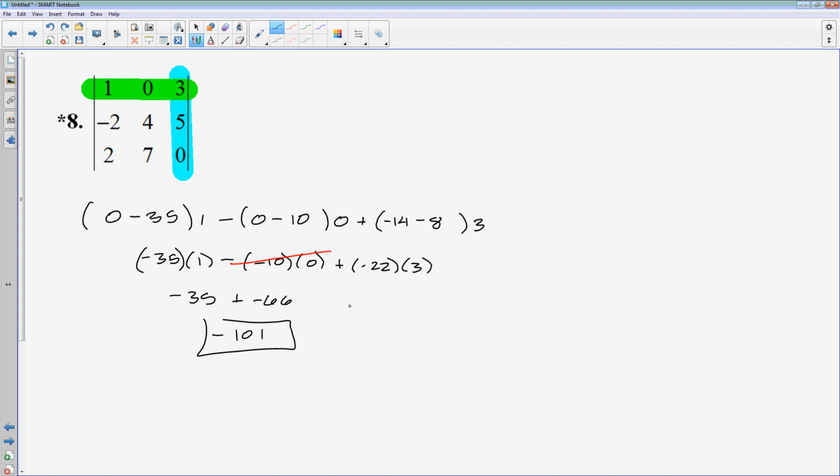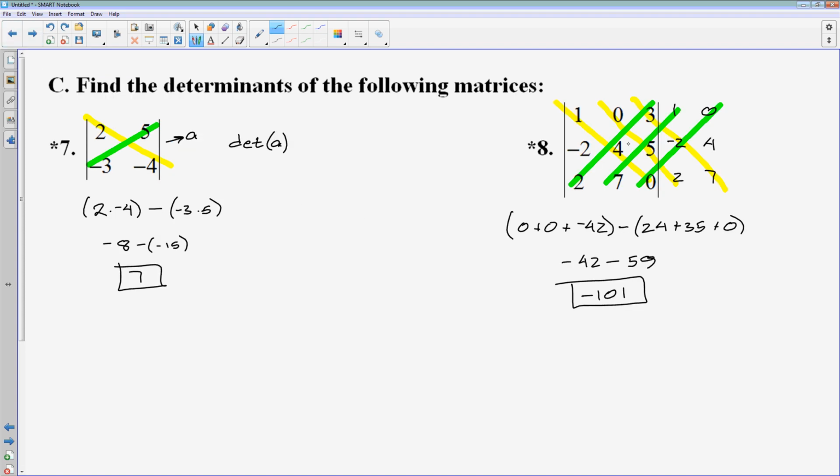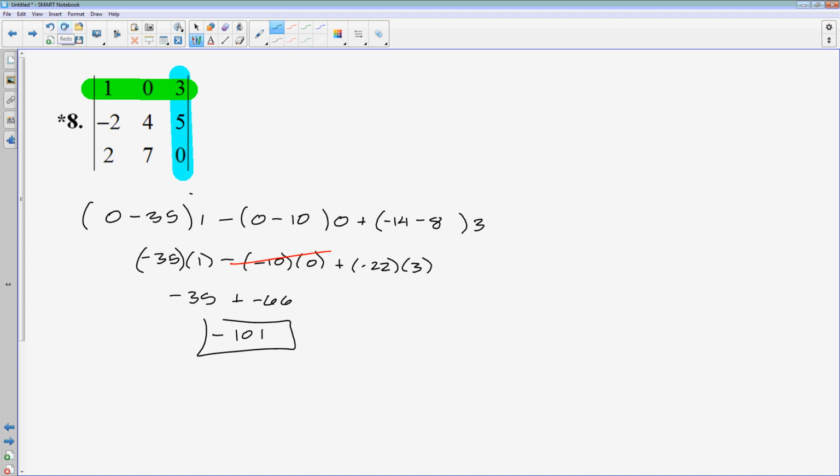I don't care which way you do it. I do want you to show the work and do this by hand. You are free to check it on the calculator, but you need to have all of this work shown, whether you do expansion by minors like I just did, or if you do the downhill minus uphill here. But you have to show the work showing me that you can do this by hand. Use the calculator to check your answer.